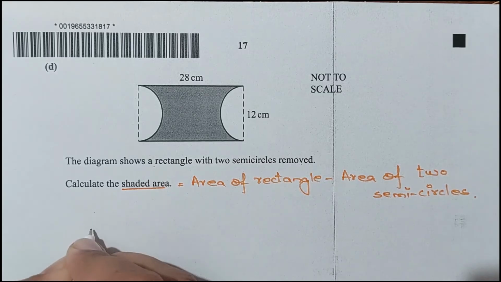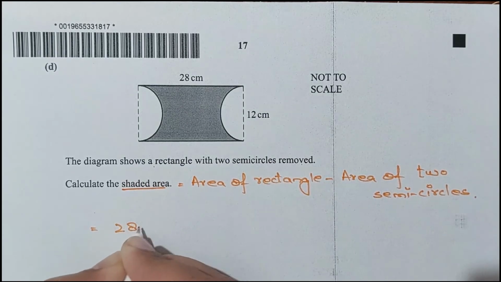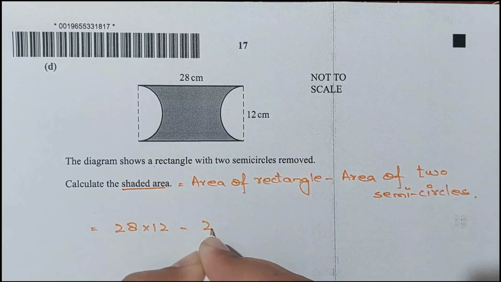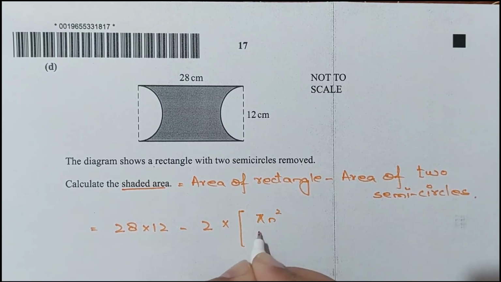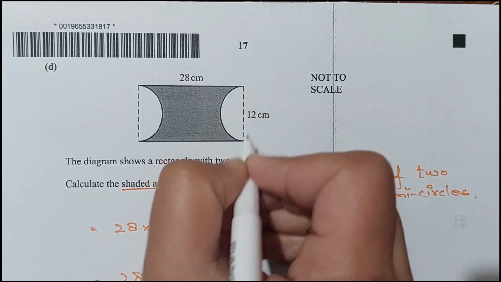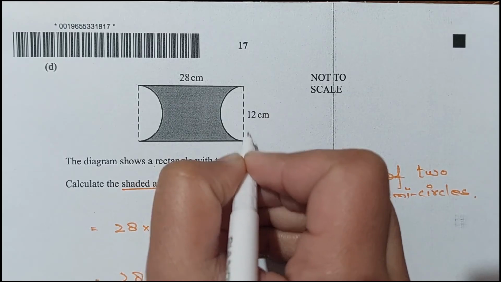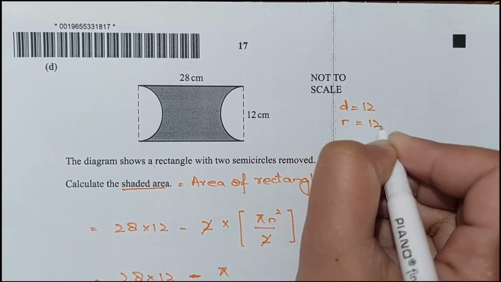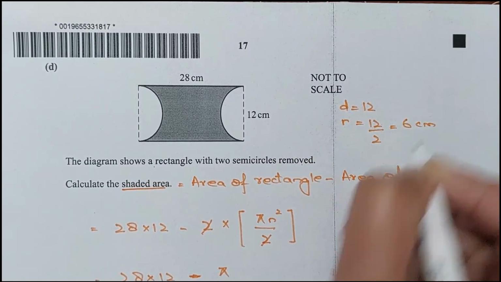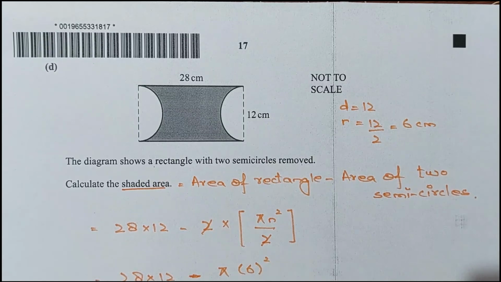All right. So area of a rectangle is length times width, which is 28 times 12, minus 2 area of a semicircle. Area of a circle is pi r square and area of a semicircle is pi r square divided by 2. So 28 times 12, this 2 and 2 cancel, minus pi and the radius of that semicircle. The diameter of this semicircle is 12, so the radius is 12 divided by 2, which is 6 centimeter. This is pi and 6 square.